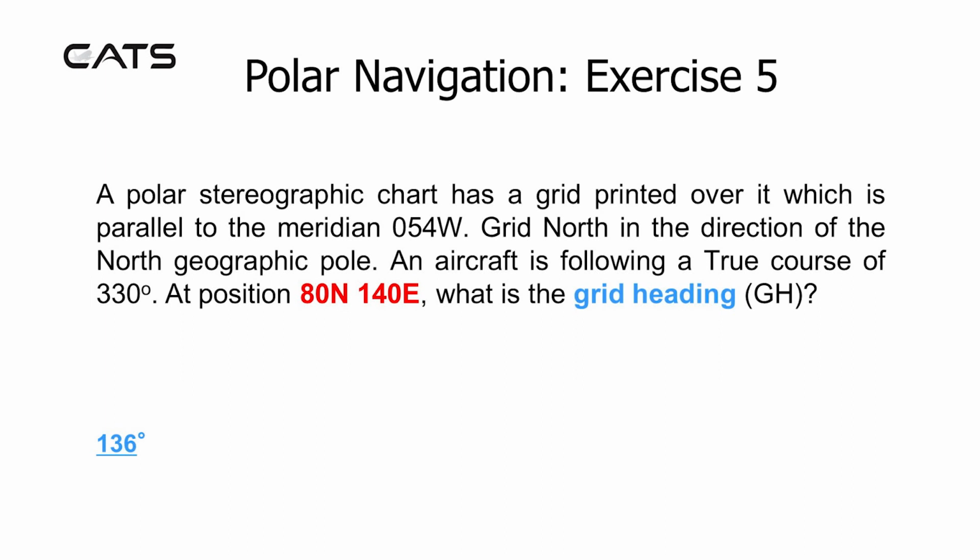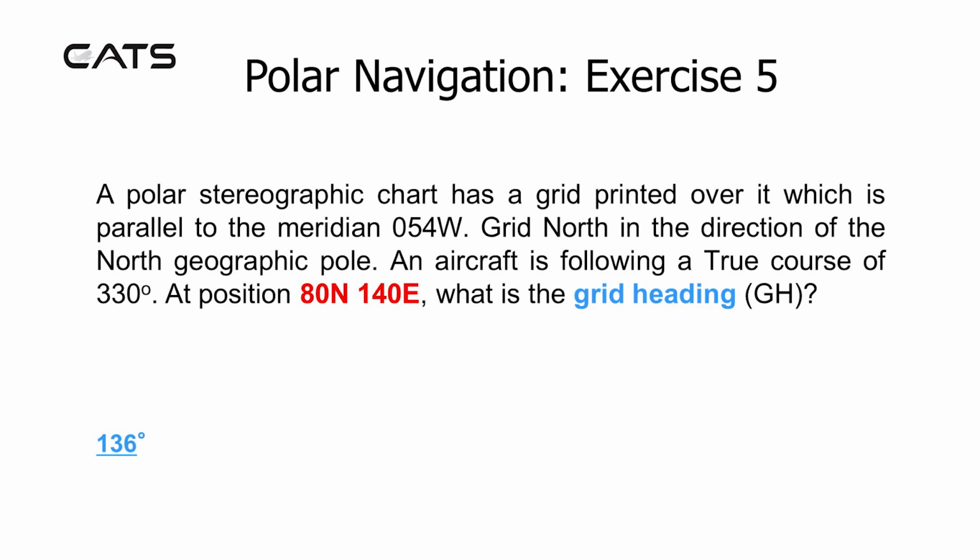Exercise 5. A polar stereographic chart has a grid printed over it which is parallel to the meridian 054 west. Grid north is in the direction of the North Geographic Pole. An aircraft is following a true course of 330. At position 80 north, 140 east, what is the grid heading?